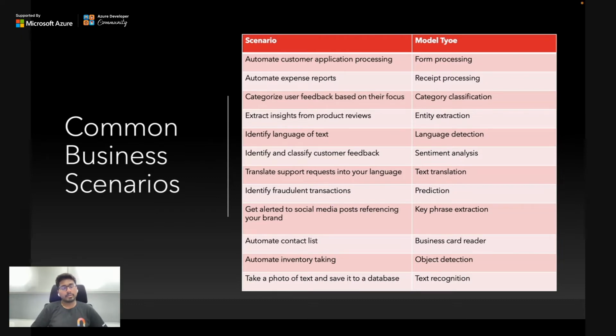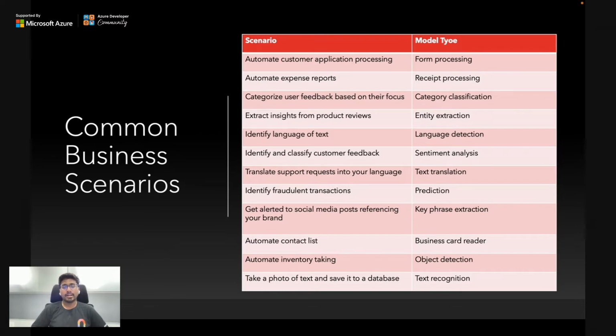For receipts, of course, you can automate your complete expense invoices. For category classification, you can categorize your user feedback based on their focus. To extract entities from your text, such as product reviews, you can use entity extraction. Language detection is for identifying your language. And sentiment analysis will give you an analysis of what the customer is feeling in that particular text. With text translation, you can translate your support requests into multiple languages, so they can be attended to by everyone.